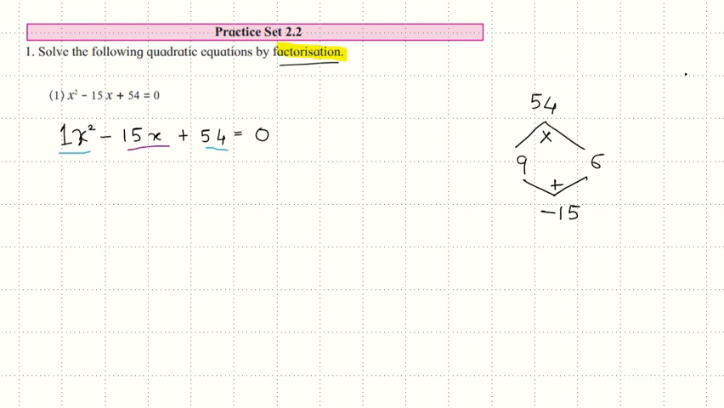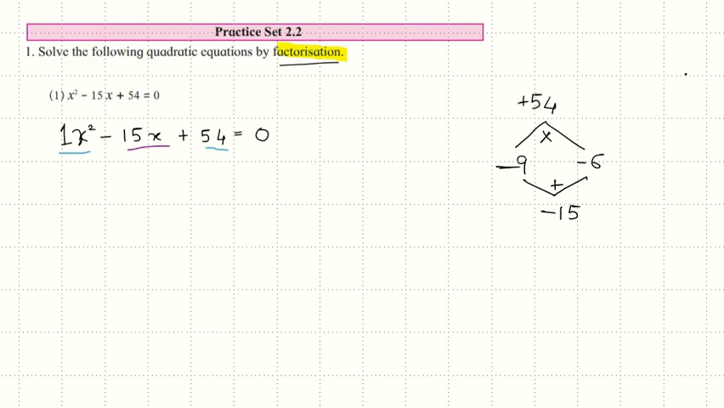So how will we get minus 15 here? If we give a minus sign to 9 and a minus sign to 6, the addition of minus 9 and minus 6 is minus 15, taking the sign of the bigger number. While multiplying, minus into minus is plus, so we get positive 54.